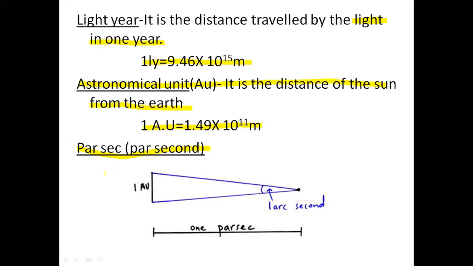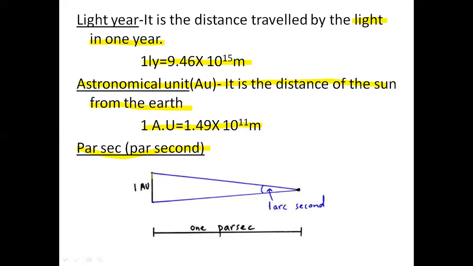So if I want to convert the parsec value into light years: parsec is another unit to measure distance, such as the distance of the sun from the earth. If at all I want to convert from parsec to light years, I have put a diagram here to help you understand what 1 parsec distance is.